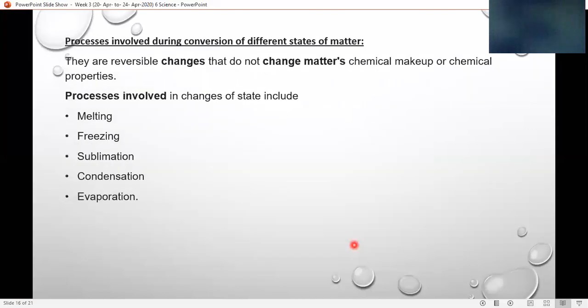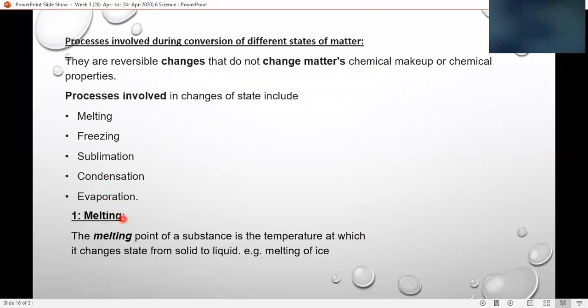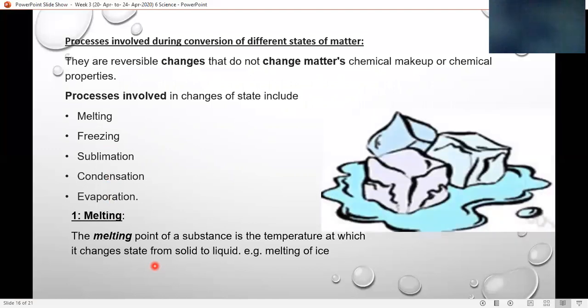Basically, state change involves these processes: melting, freezing, sublimation, condensation, and evaporation. We were already discussing them. Let's discuss one by one. Melting. The melting point of a substance is the temperature at which it changes into liquid. For example, melting of ice. The temperature at which a solid changes into liquid is known as the melting point, and this process is known as melting. Good.